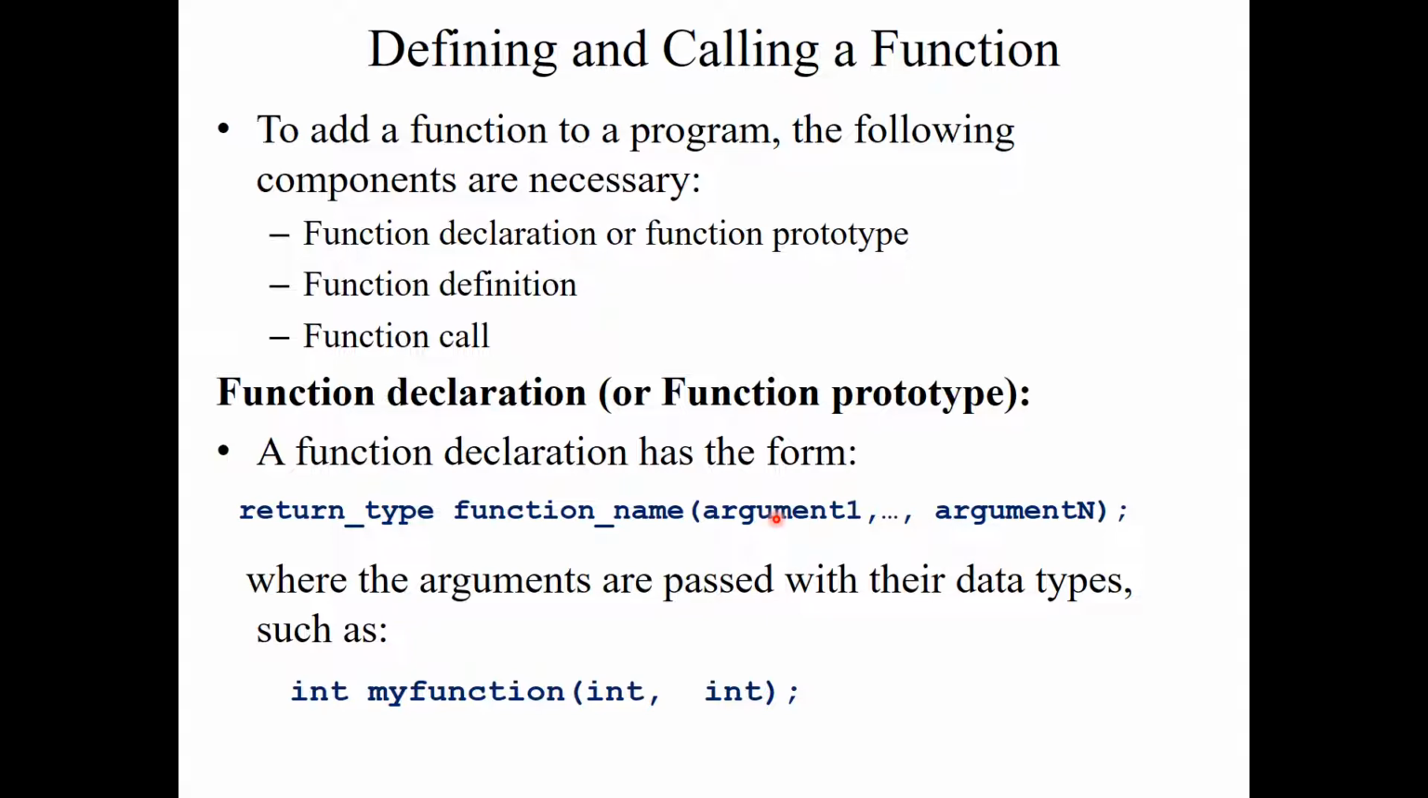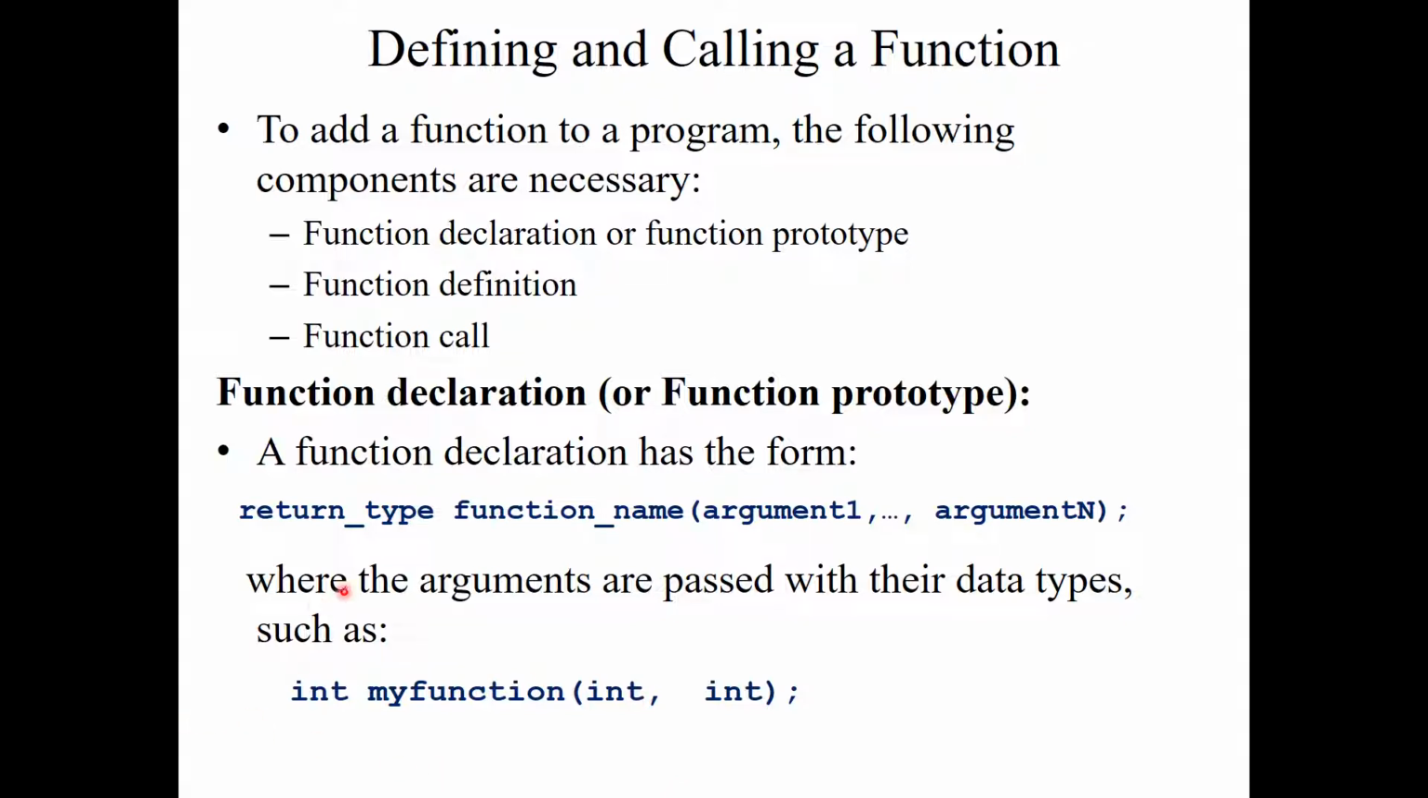Whenever you enter these arguments in the function, you also have to mention their data type. So one example is the return type, which is int. This function, which is named my function, will return an integer value, and it has two parameters or two arguments. Both of them are integer type. So that is how you define a function.